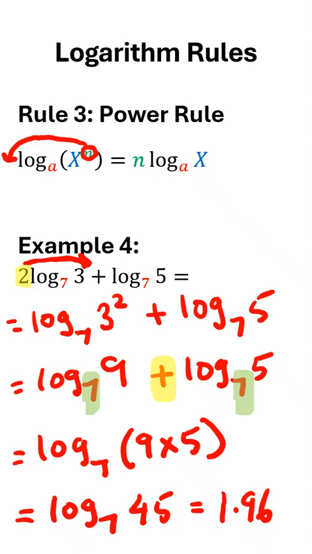Correct to 2 decimal places. So I will explain how to find this answer at the end of this video.